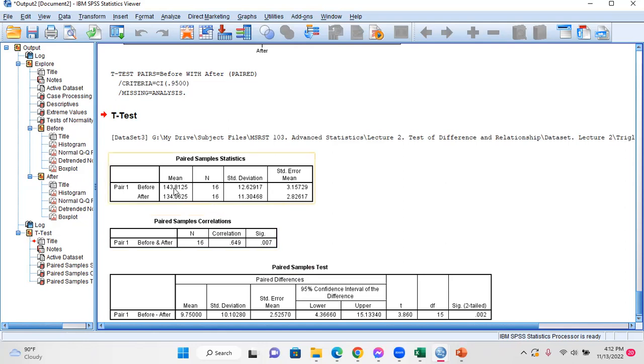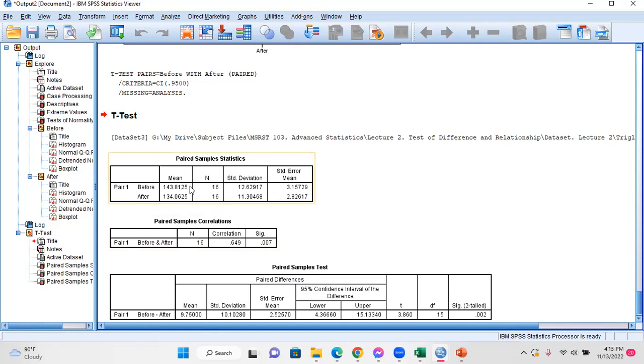So there is a significant difference between using the diet pill before and after. So it means that the diet pill significantly decreases the triglyceride level. Ganyan yan pag-interpret.